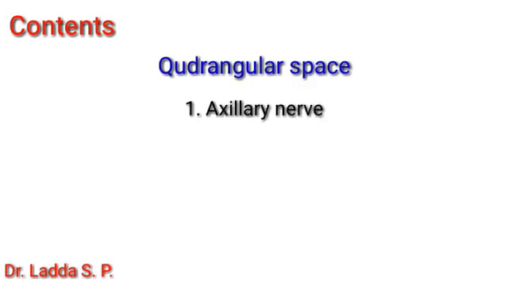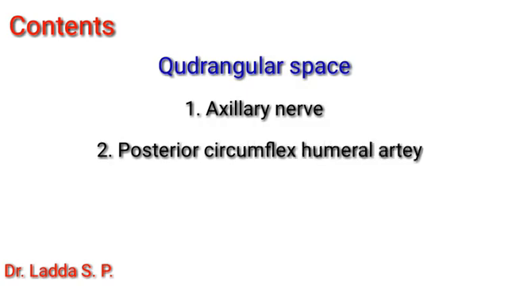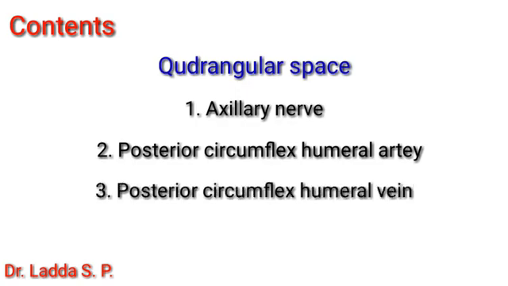The quadrangular space contains a nerve, the axillary nerve, and two vessels. Among these two, one is an artery, the posterior circumflex humeral artery. And in the same sense, if there is an artery, definitely there is a vein. So the vein in the space is the posterior circumflex humeral vein. Now this is about the quadrangular space.